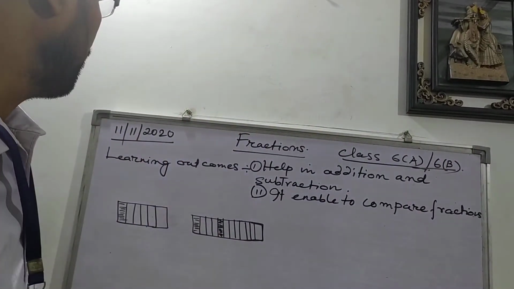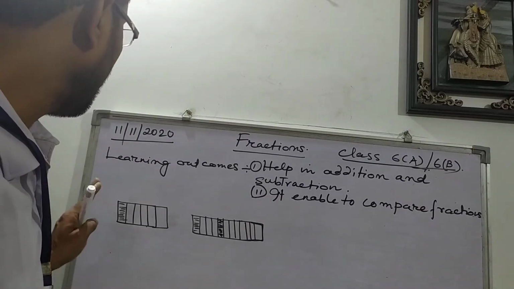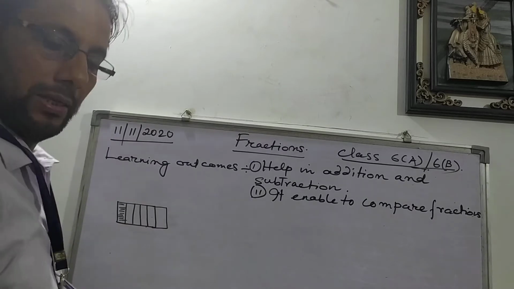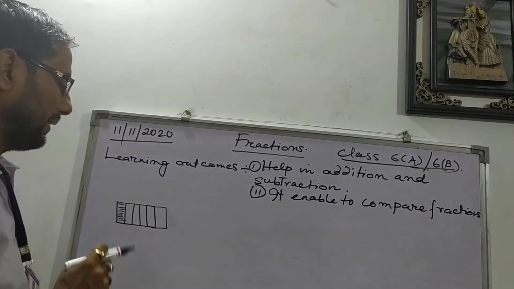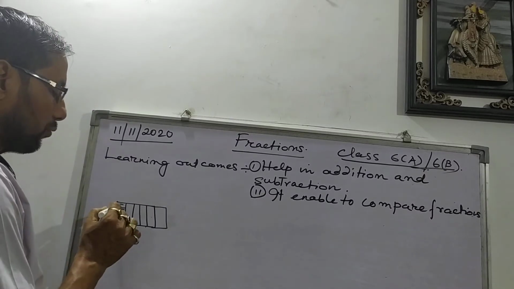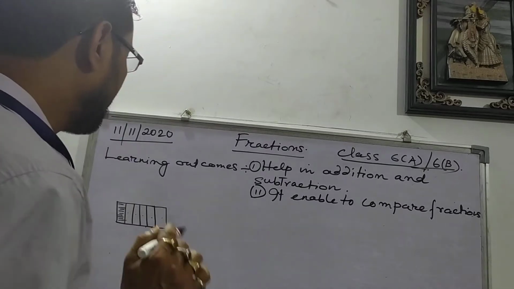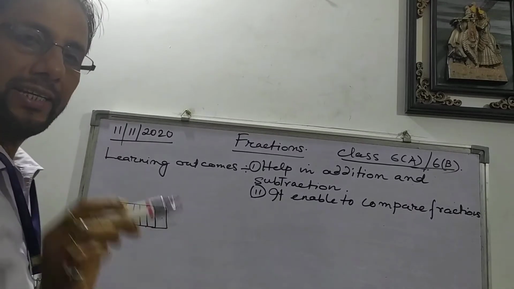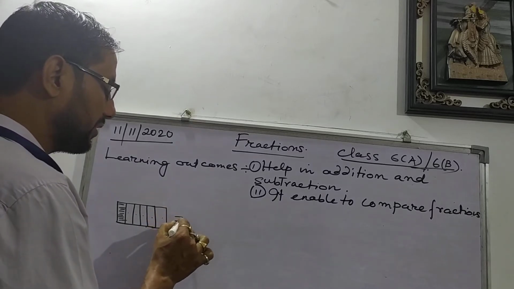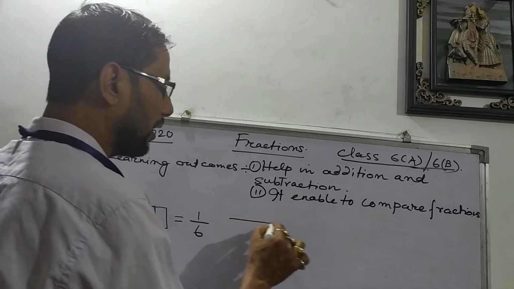So students, now here I have taken one diagram. In this diagram, what can we see? The total number of parts is 1, 2, 3, 4, 5, 6, so 6 parts are there. And how many parts are shaded? Only one part is shaded. So how will I express this as a fraction? 1 by 6.